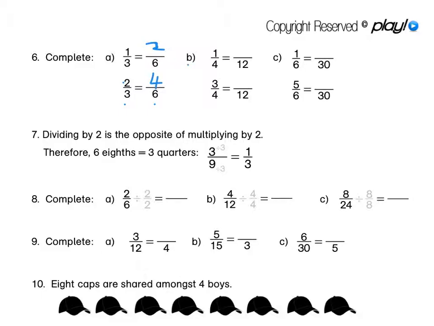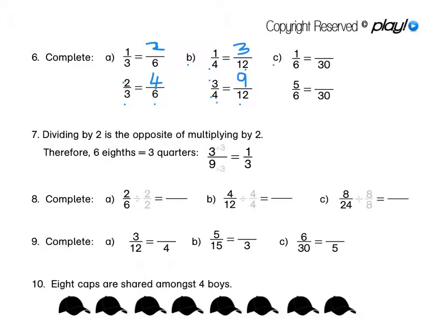For B, 1/4 is equal to how many 12s? 4 times 3 gives 12, and 1 times 3 is 3. Next one, now we've simply got 3/4, so again at the bottom we times by 3, so the top we times by 3, and 3 times 3 is 9.